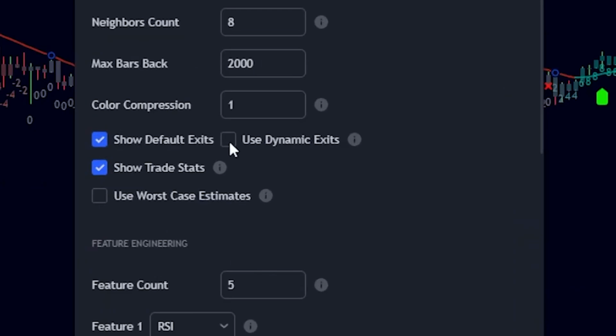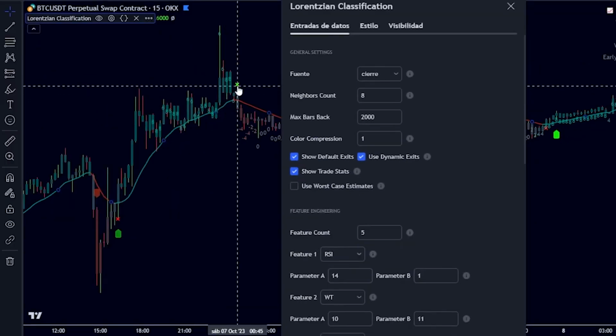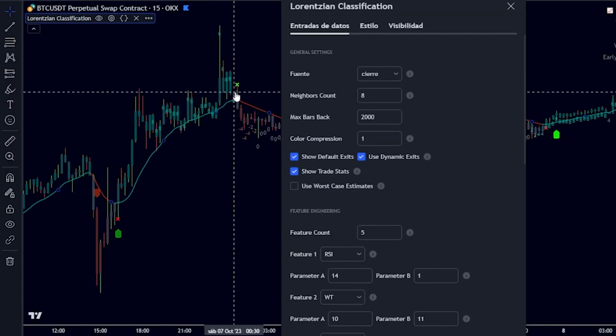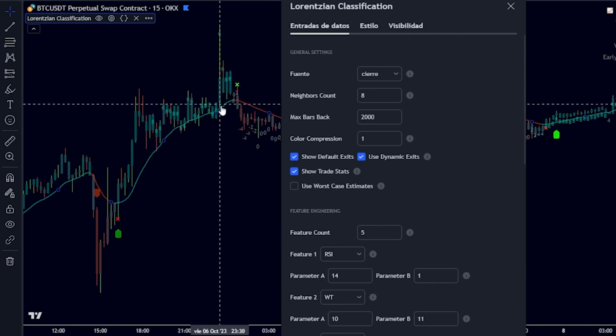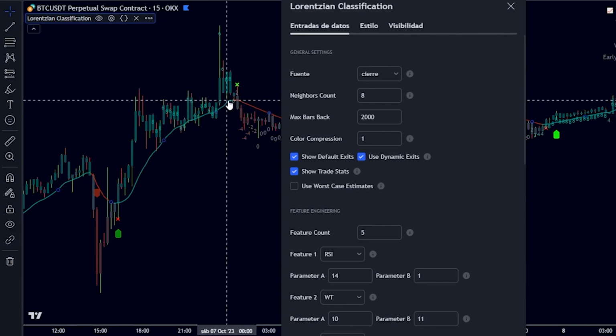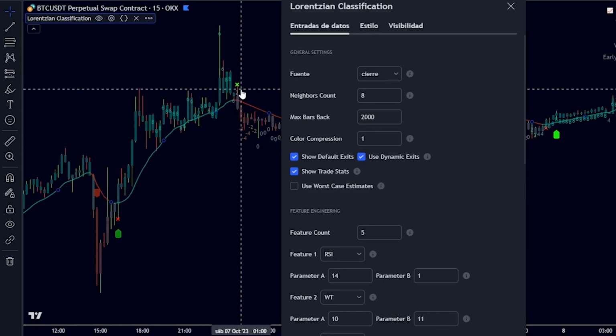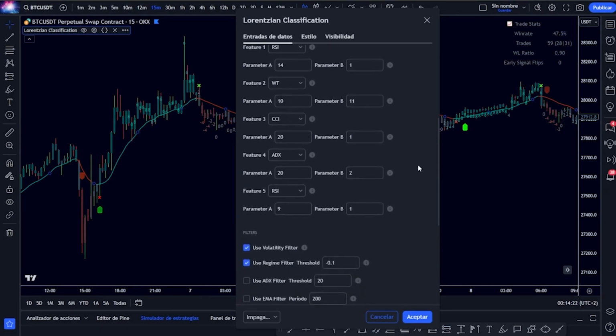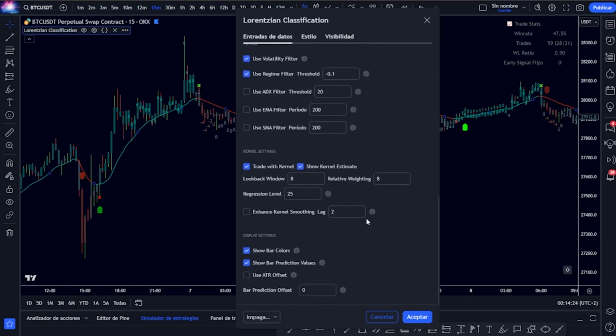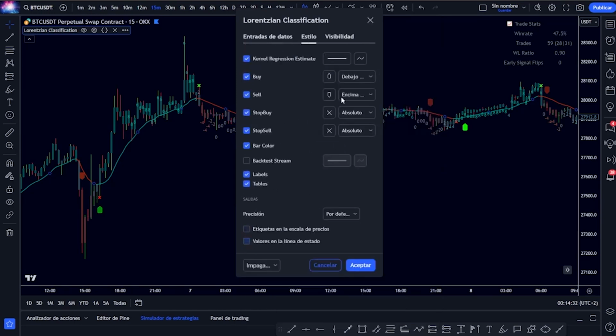But if you also mark the dynamic exits, as you can see, these X's are marked every time the trend changes. That is to say, every time a candle breaks and closes below the average, for example in this case changing from bullish to bearish. The rest of the options are more to the taste of each one. We can leave it as it comes by default, and in style more of the same.